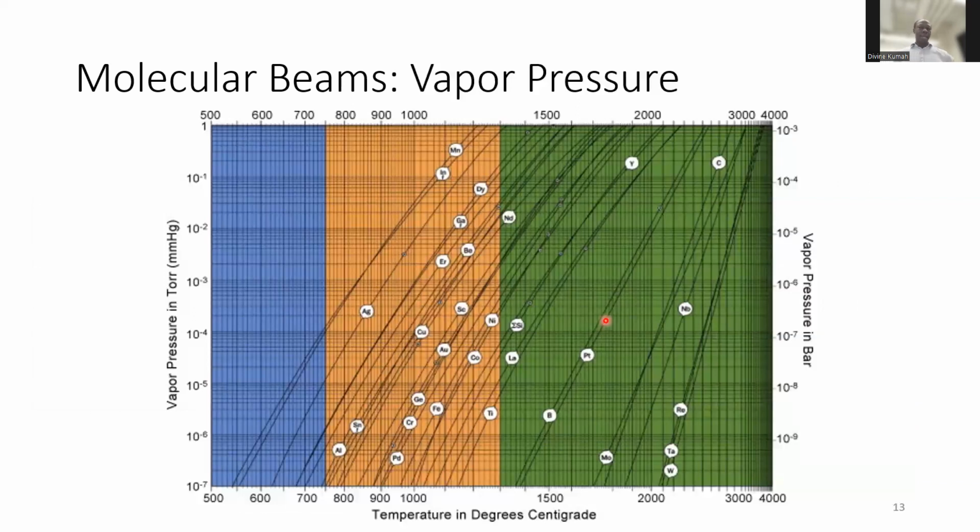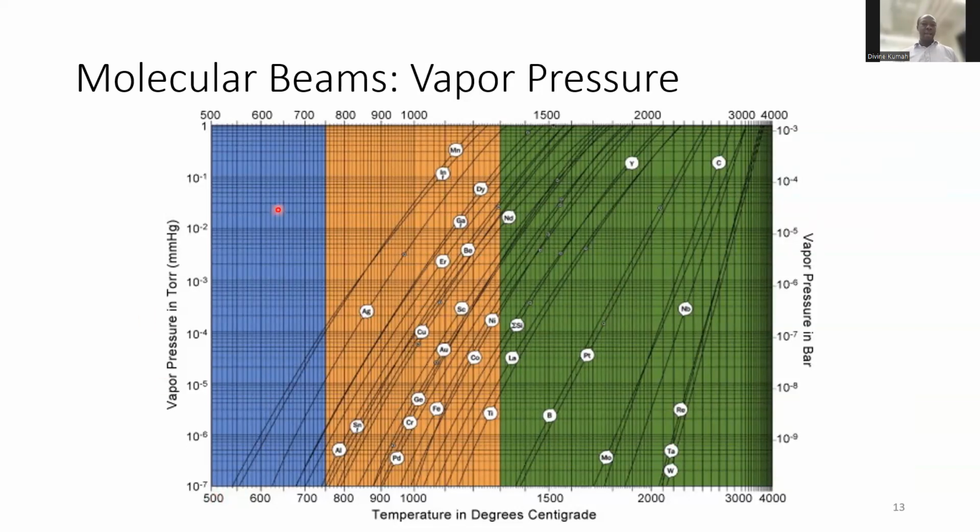So in MBE, we have a stainless steel chamber which has a really low base pressure. Again, I said that's in the 10 to the minus 10 torr regime. If you want to grow any material, you have to heat up that material so that it forms a vapor with a vapor pressure which is not too high, but also not too low. It has to be higher than the base pressure so that stuff moves.